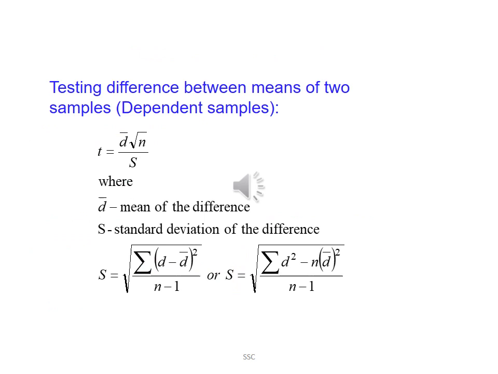The formula for the paired t-test is d bar into root n by s. d is nothing but the difference between the first and second sample, and s is the standard deviation. The s formula is root of summation d minus d bar whole squared by n minus 1. Here, for this type of t-test, the degrees of freedom is n minus 1.